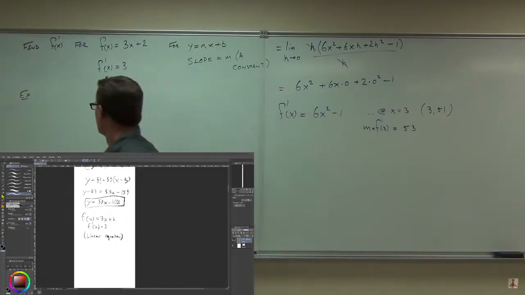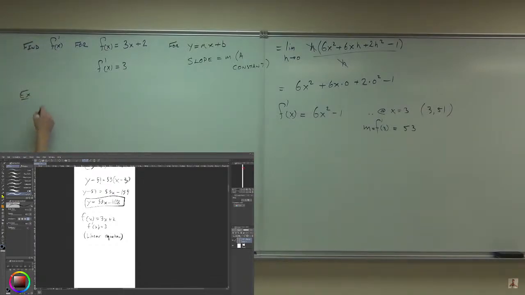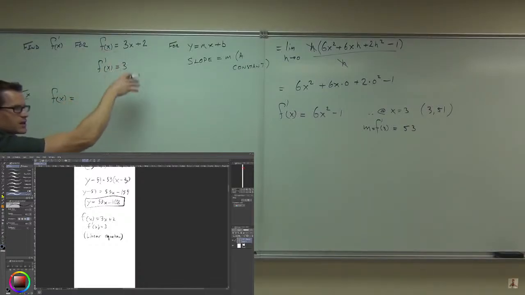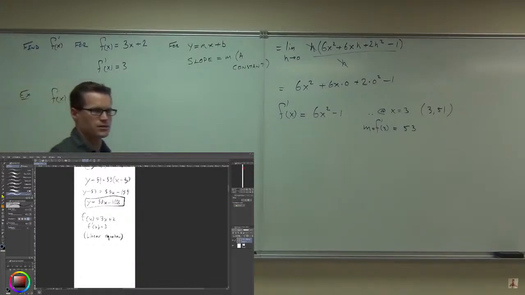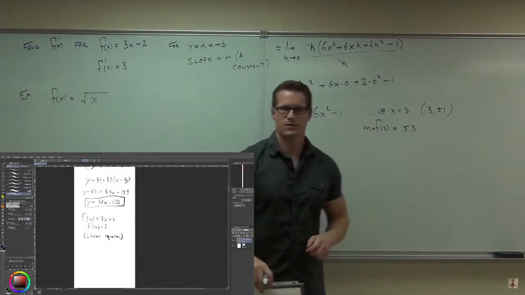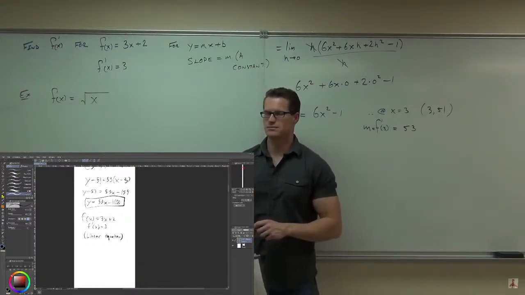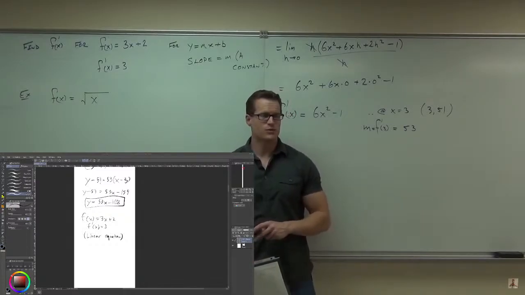Don't waste your time. Now, how about this one? Here we will use this because the slope of a line is always constant. Is the slope of this thing constant? Is that a straight line? Do you know how that looks?